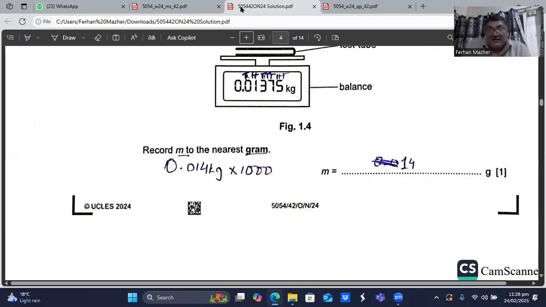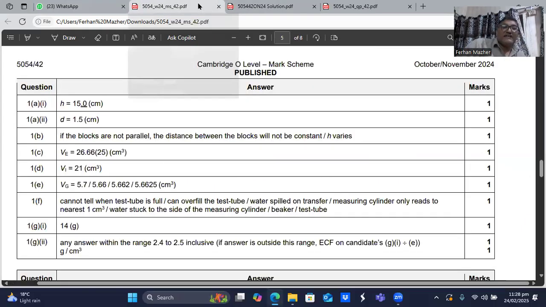It's already 0.01375 kg. You multiply with the 1000. So this will become 13.75 grams. So if you want to represent it to the nearest gram, it will be 14 gram basically. 14 gram is the answer. The answer is right. You can see here.